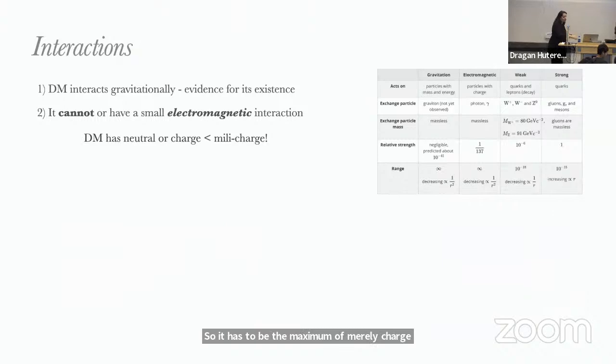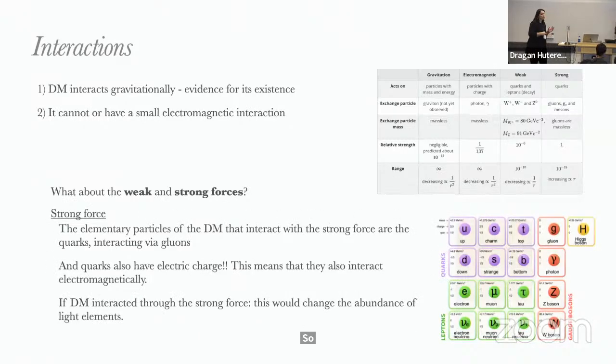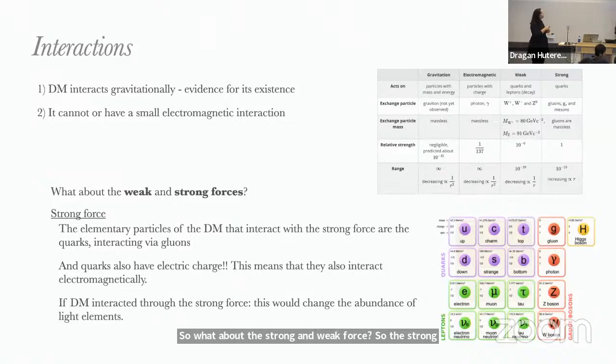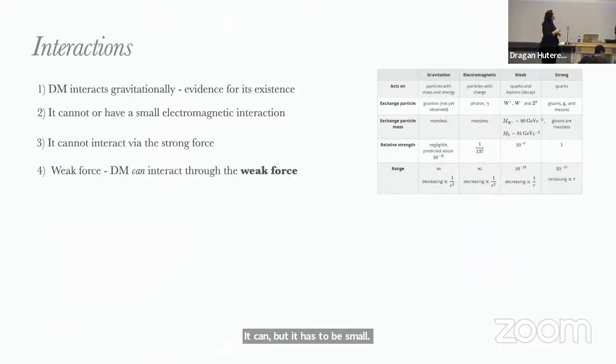So what about the strong and weak force? The strong force could be a case, right? But the quarks also carry electric charge, so again we are back to the electromagnetic bounds. So it can have strong interaction. It can have electromagnetic, but it has to be small. We have bounds on it. It can interact with the weak force. Yes, it can, and the bounds are much less strict. It still has to be weak, otherwise it changes the abundance of elements, but it can interact. So the answer is it can interact with everything, but there are really strong bounds on the amount. So it has to be weakly interacting with itself, electromagnetically, and through the strong force and weak force.